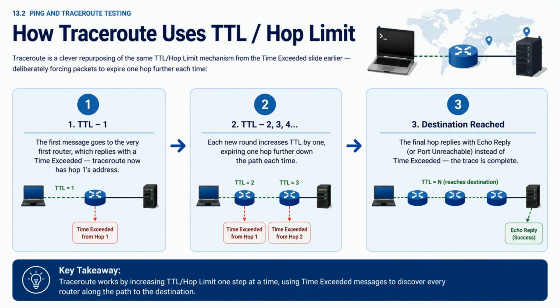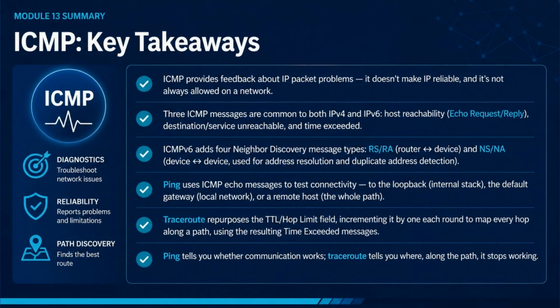Traceroute is a clever reuse of the exact TTL/hop limit mechanism from the time exceeded slide earlier. Walk the three-step process on screen. First packet sent with TTL equals 1, expires at the very first router, which replies time exceeded, giving traceroute hop 1's address. Each subsequent round increments TTL by 1, expiring 1 hop further each time. When the final destination is reached, it replies with echo reply, or port unreachable instead of time exceeded, completing the trace.